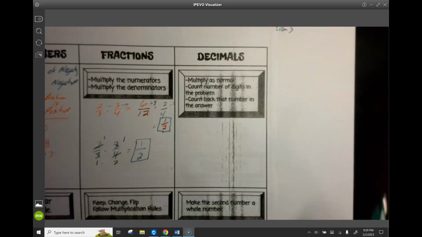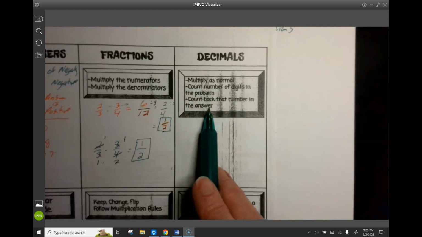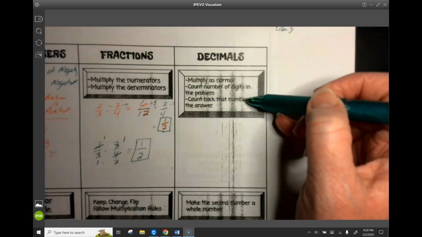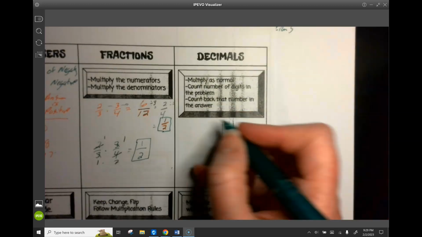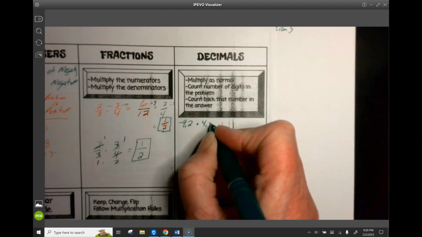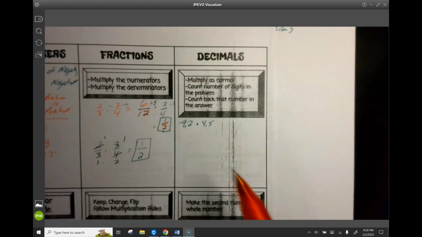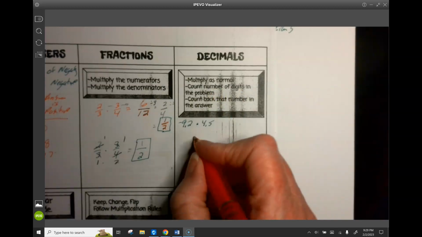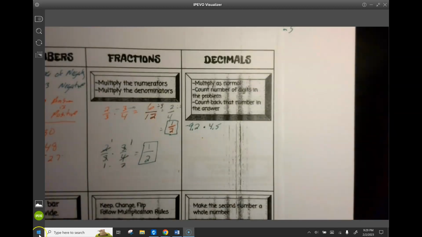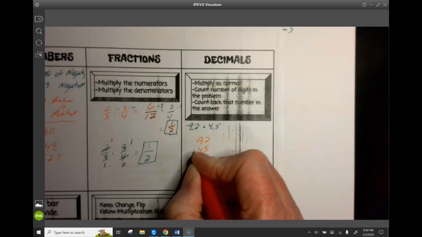When we multiply decimals, multiply as normal. Count number of digits in the problem, count back that number in the answer. So we have to have the same number of places in the problem and in the answer, but we're going to just multiply like normal. So let's take negative 9.2 times 4.5. Hey, is my answer going to be positive or negative? Yeah, keep that in mind. We'll come back to that. So what I do is I multiply like normal. So I'm going to take the digits 9 and 2 and 4 and 5, and I'm going to multiply.